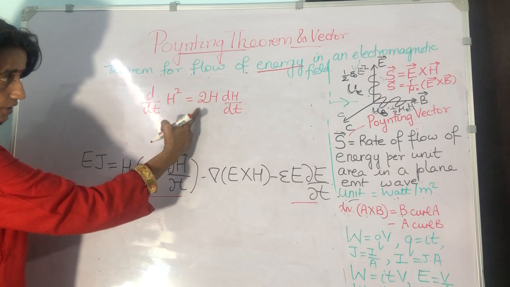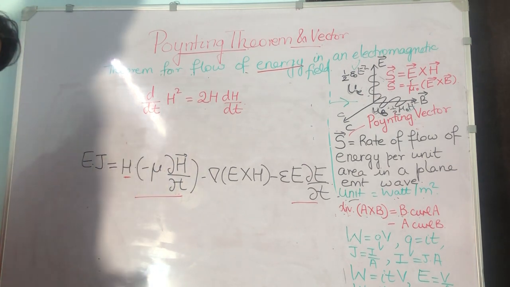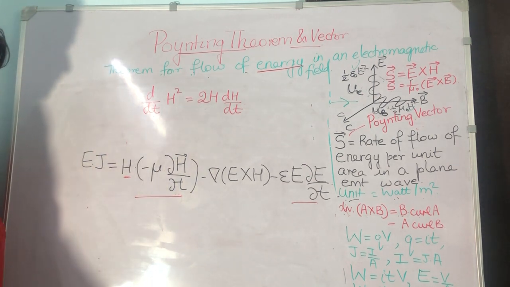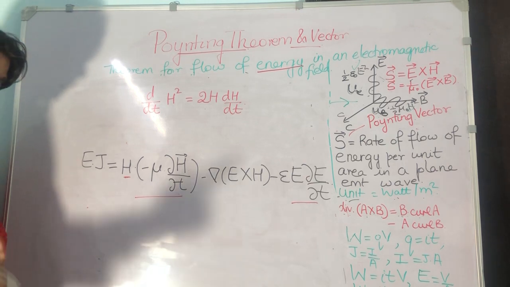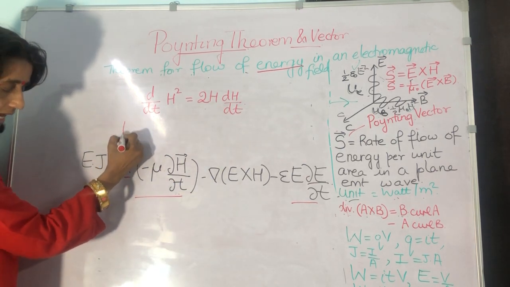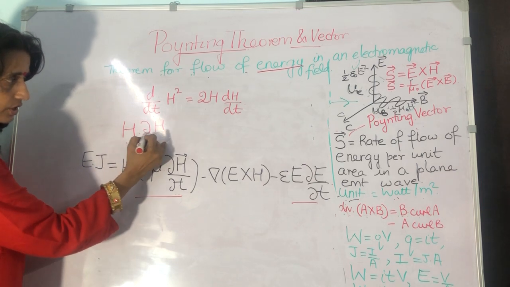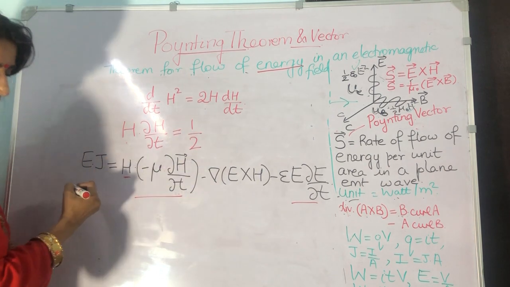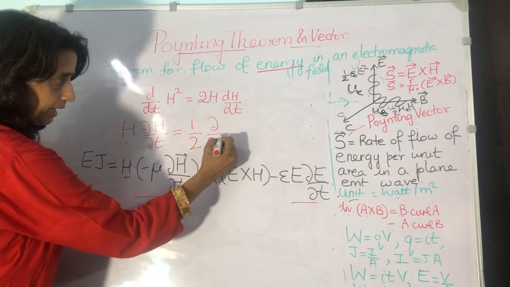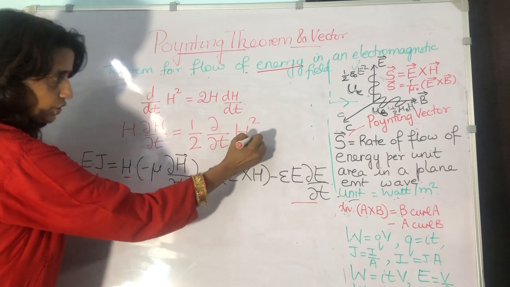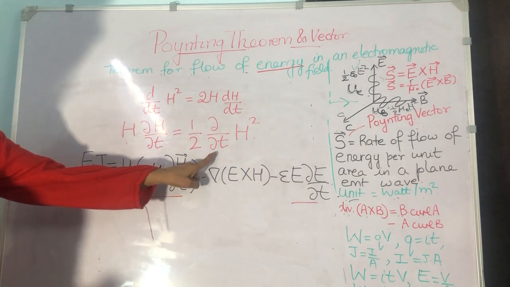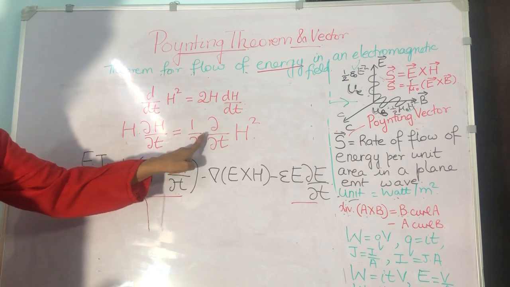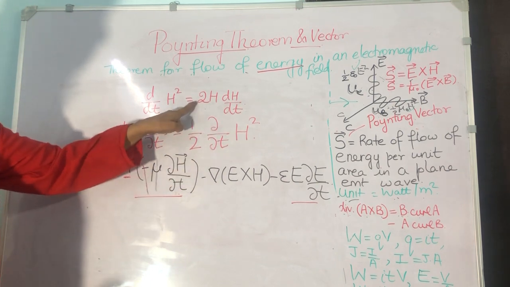And what about this extra 2? For that, what we will do is divide this by 2. It is just a way of writing the expression. Look at it carefully. This is a tricky point in Poynting's theorem: h del h by del t can be written as half del upon del t of h square. See, if I open it, it will become 2h del h by del t, same thing as this.